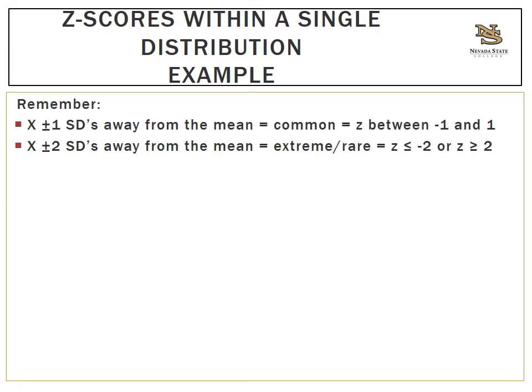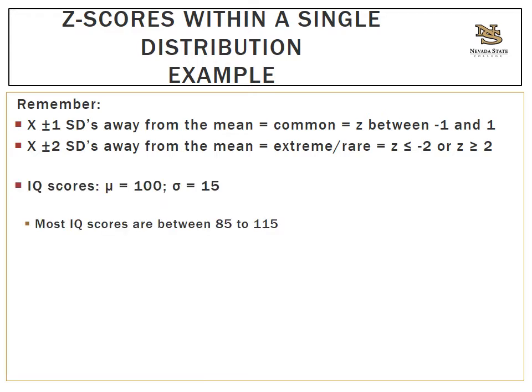So remember, like I just showed you, if you have an x value that's within one standard deviation of the mean, it's going to have a z-score between -1 and 1. It's going to be a common value. But if you have an x value that's 2 or more standard deviations away from the mean, it's going to be extreme. And that's really any x value that has a z-score of -2 or below, or +2 or above.